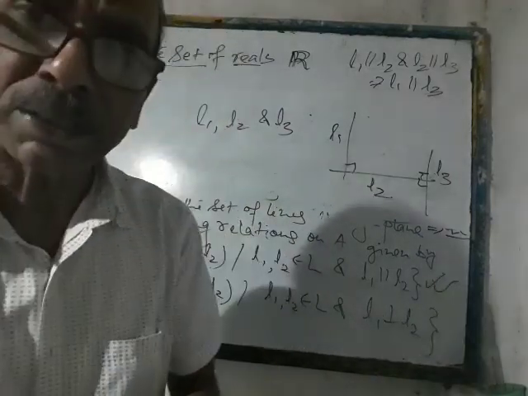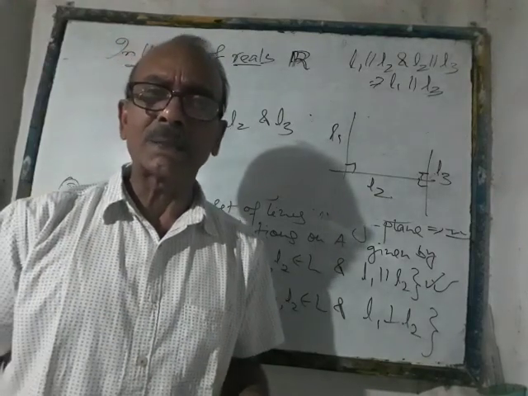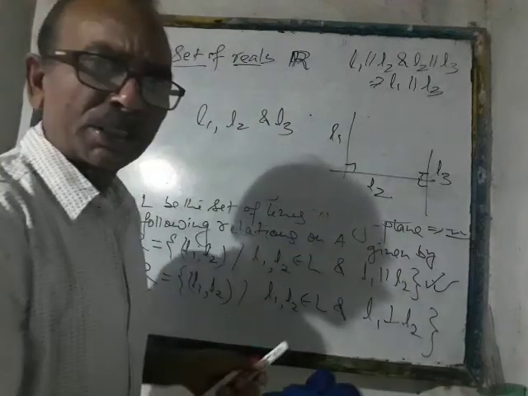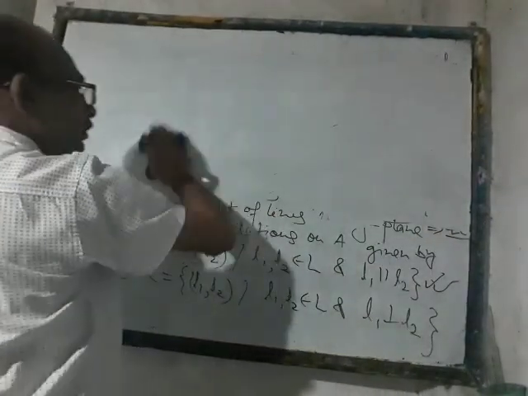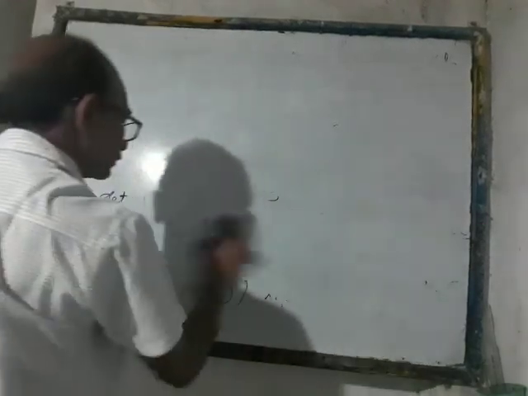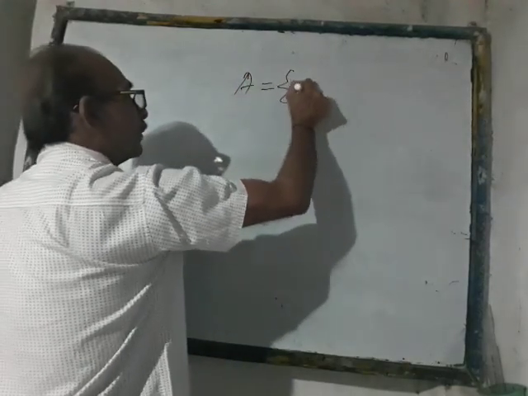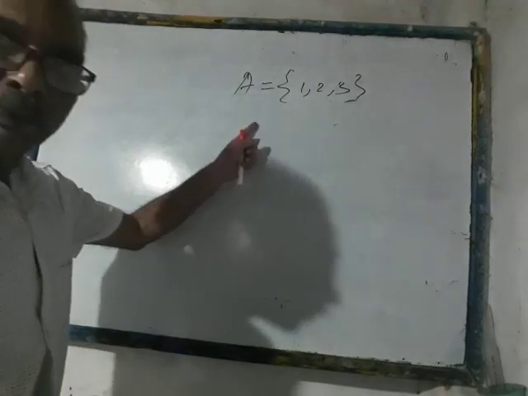So this is all about parallelism, perpendicularity, and all those 5 relations whatever we talked about. Now I just give you some very easy examples considering a given set, I mean to say a finite set containing a few elements A, B, C, etc. I just show you. Consider A is equal to {1, 2, 3}. I just take some relations defined over the set A.